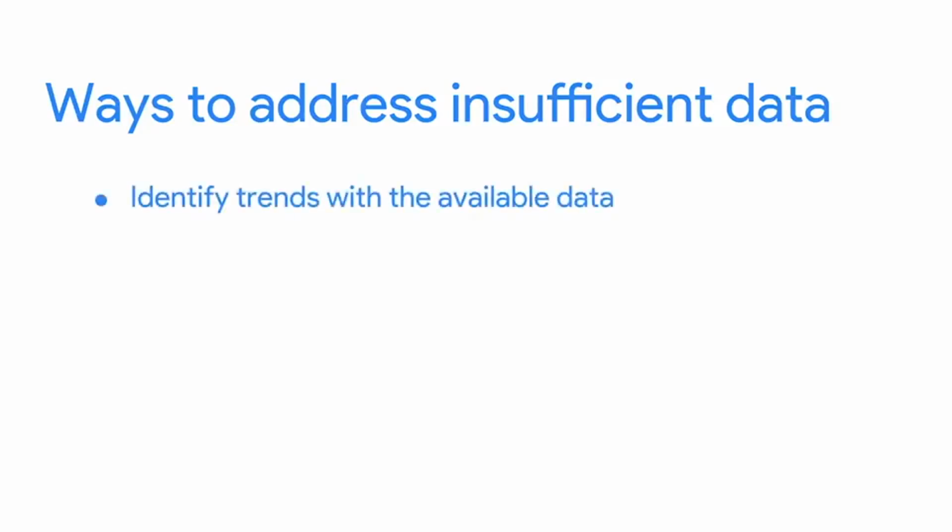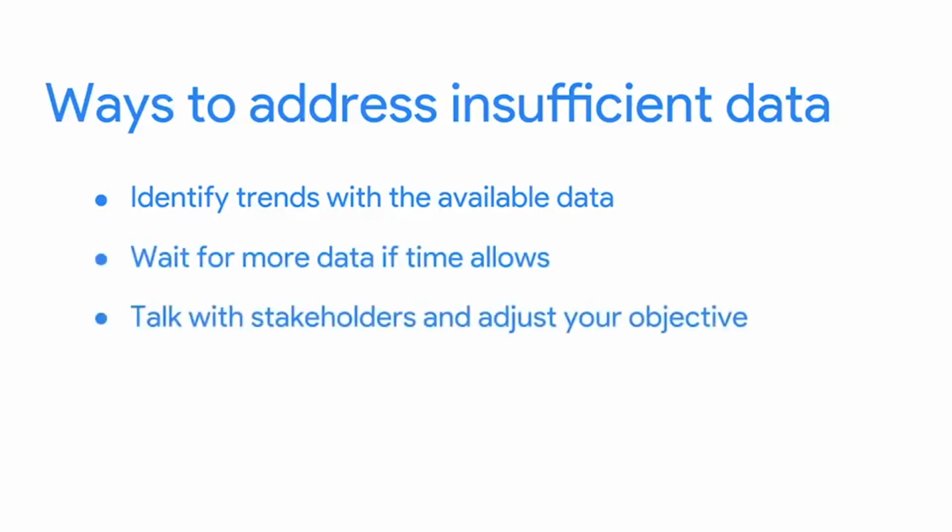So that's just a few of the most common limitations you'll come across, and some ways you can address them. You can identify trends with the available data, or wait for more data if time allows. You can talk with stakeholders and adjust your objective, or you can look for a new data set. The need to take these steps will depend on your role in your company, and possibly the needs of the wider industry.